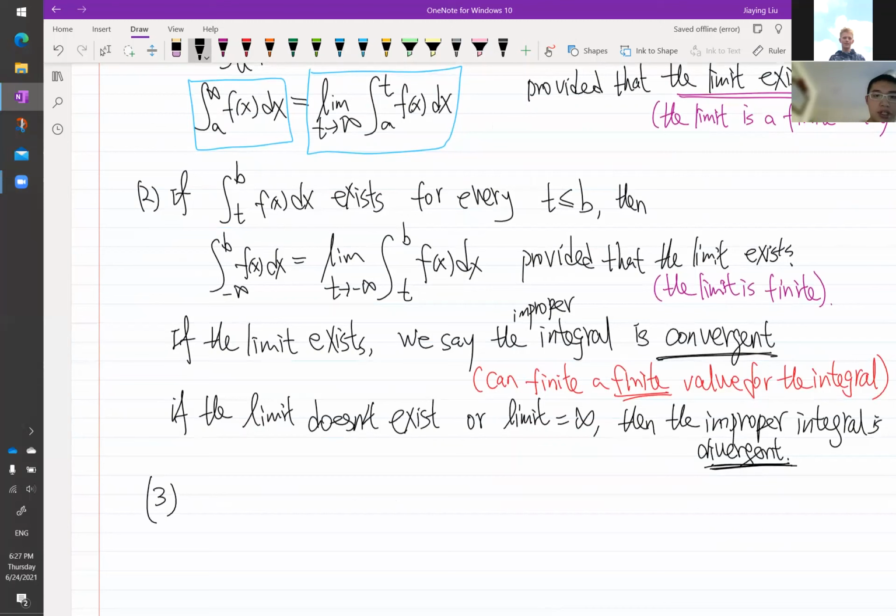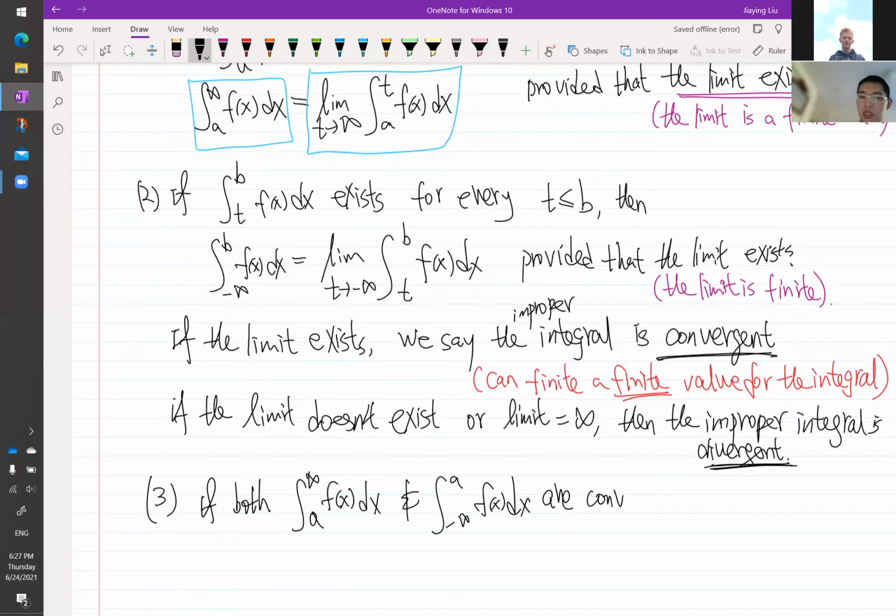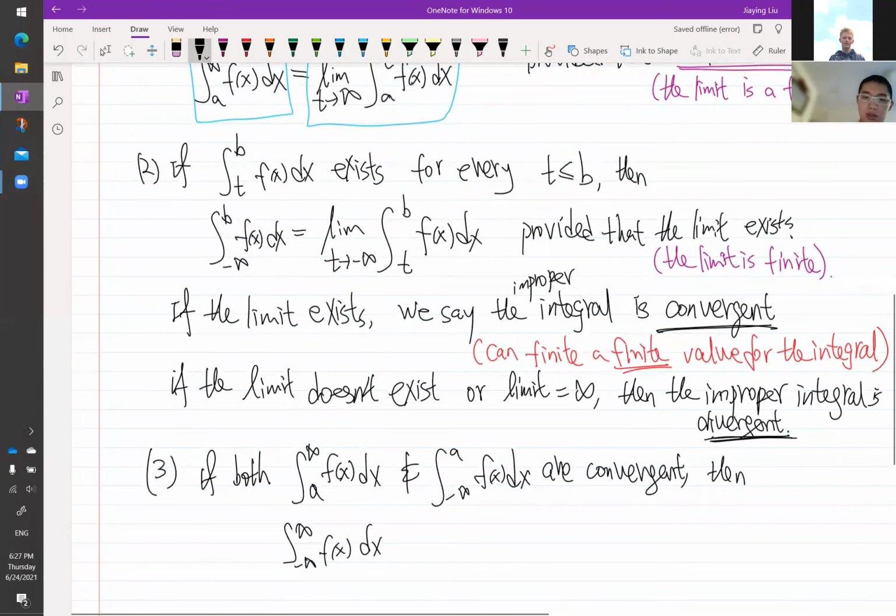Under the third definition, if both the integral from a to infinity f of x dx and the integral from negative infinity to a f of x dx are convergent, then we can write the integral from negative infinity to infinity f of x dx as the sum of two convergent integrals: the integral from negative infinity to a f of x dx plus the integral from a to infinity f of x dx.